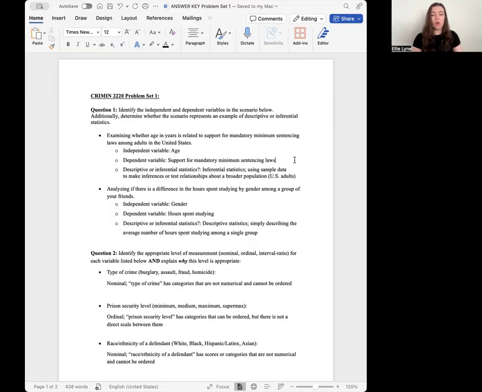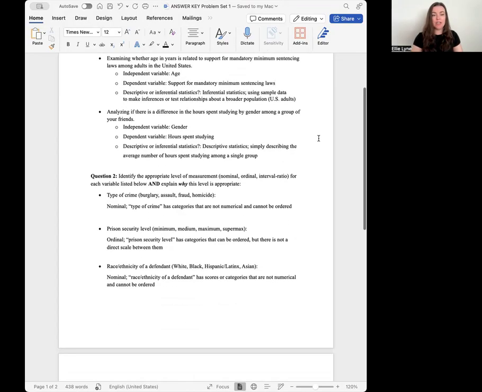In this case, though, we are examining whether age in years is related to support for mandatory minimum sentencing laws among adults in the United States. So we are extrapolating to a broader population. So in this case, we are using sample data to make inferences or test relationships about a broader population. In this case, it's adults in the United States. So this is an example of inferential statistics.